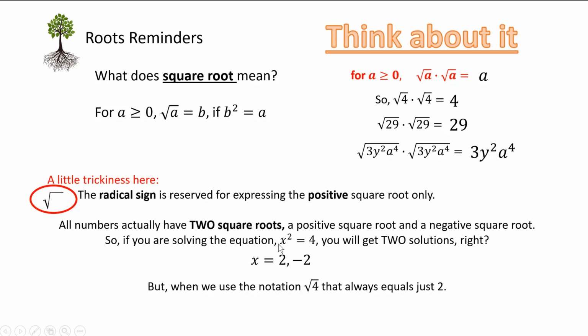But sometimes when you're solving an equation like this and you take the square root on both sides, you will end up with a positive 2 and a negative 2, even if you might use that symbol. But whenever you see that symbol in a book or elsewhere, it only means the positive square root.